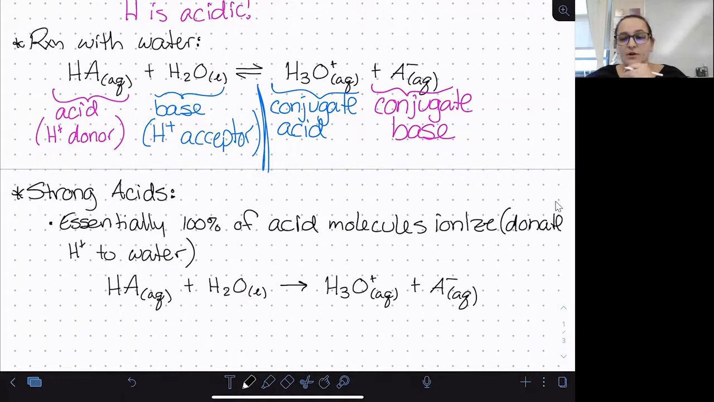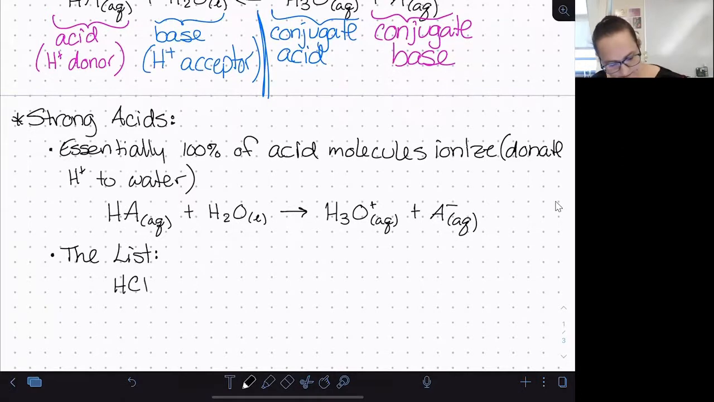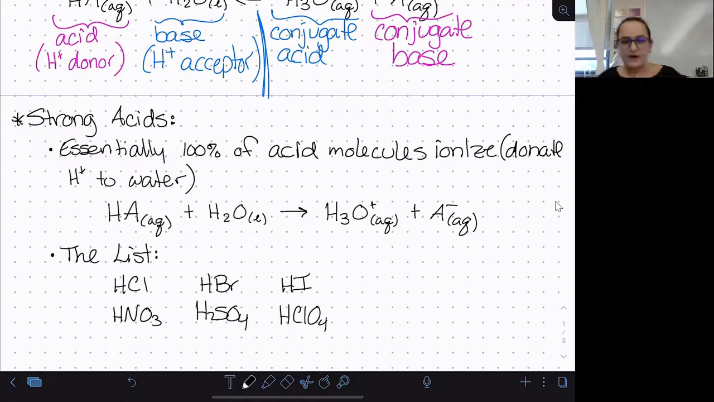So there are only 6 acids, sometimes 7, depending on who you ask, that we consider to be strong in this way. So the list of strong acids is HCl, HBr, and HI, HNO3, H2SO4, and HClO4.